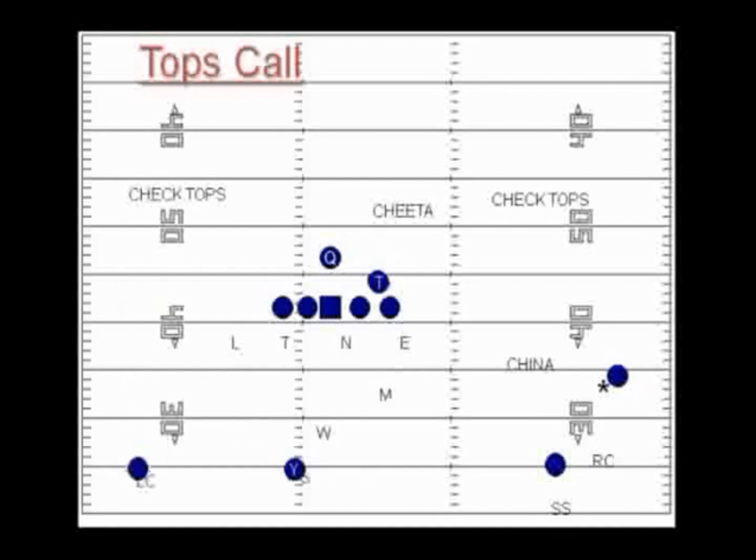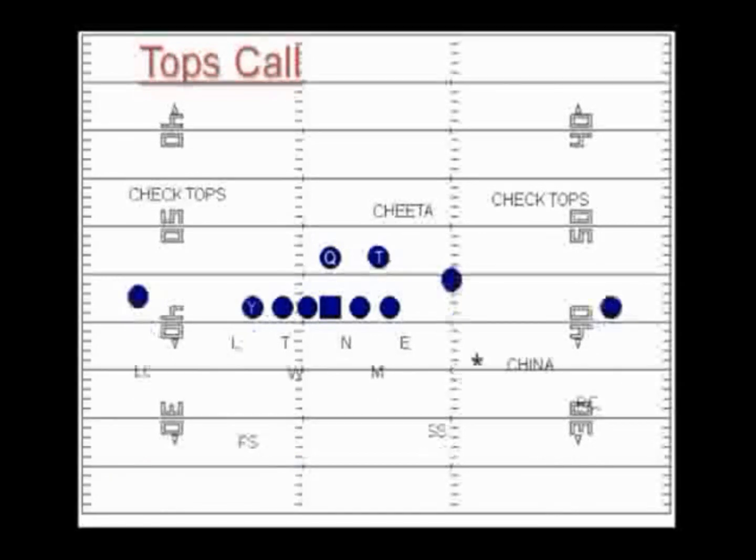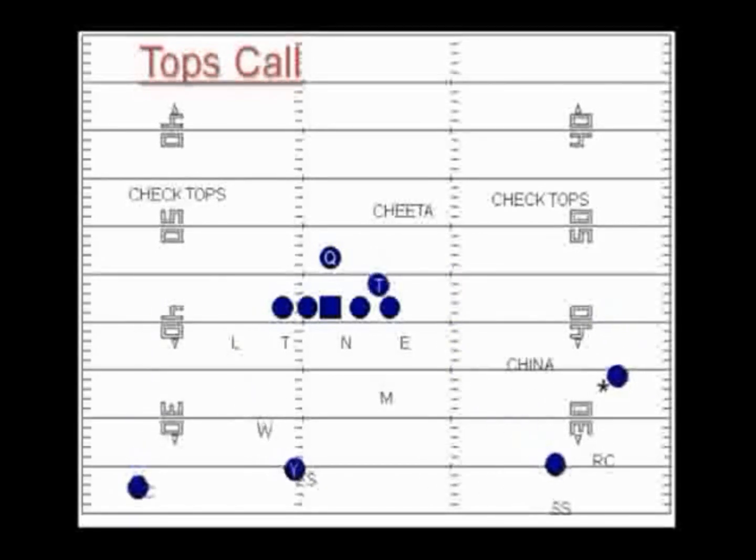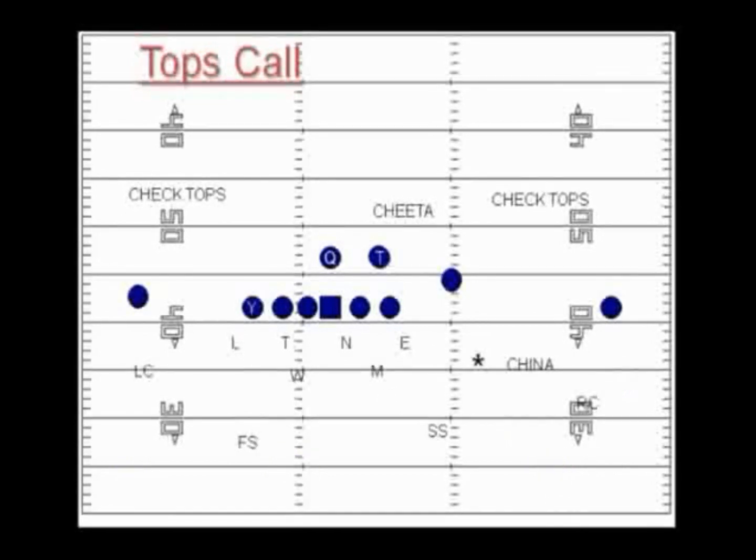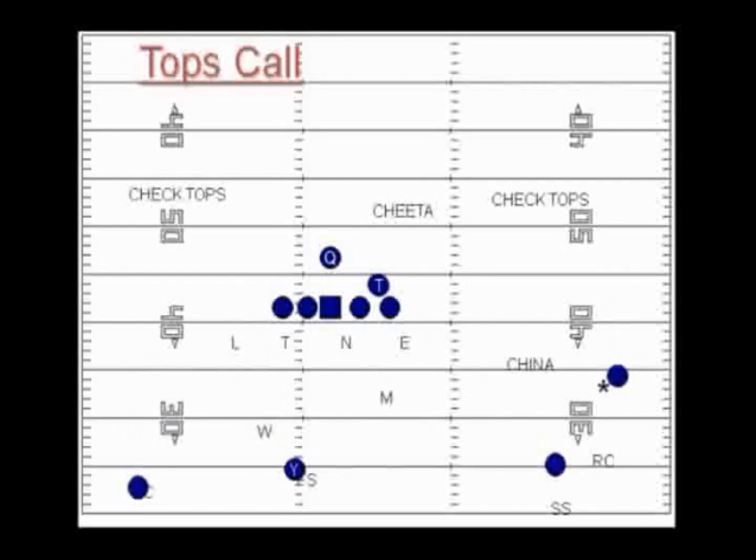Okay, again, you do the same thing versus China. If you get a China concept with tops, we need to call that out with that corner so that our star can get to the flat and make a play on it. If we get a vertical route by the tight end on the backside, we're still going to match up with normal quarters rules. Okay, all together, here's the China call.